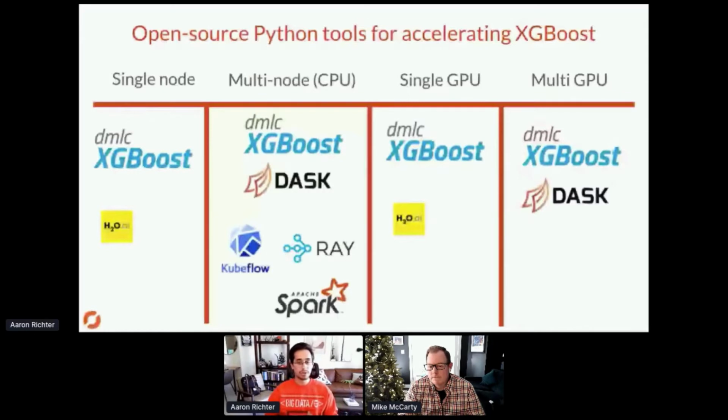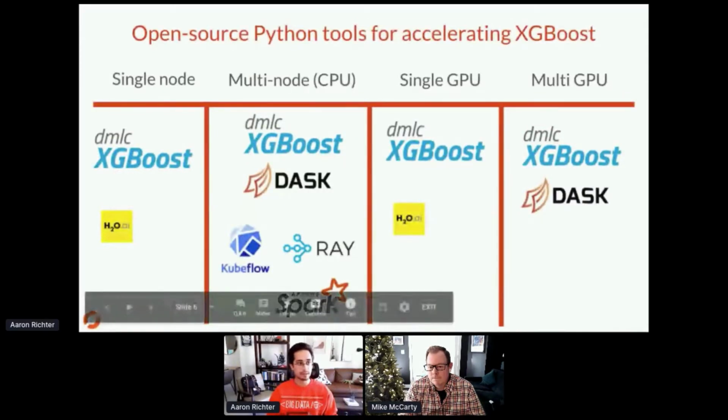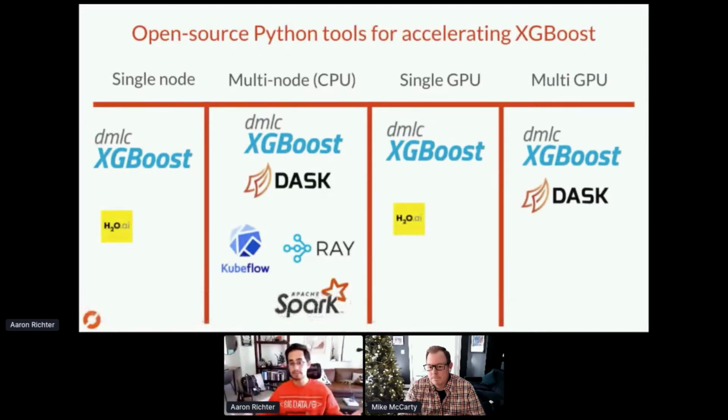All the way here on the left is the single node situation. That's you importing XGBoost on your laptop or some big EC2 instance, and then running with it. H2O here does have an open source library built around XGBoost, where they extend some of XGBoost to accelerate it a bit.